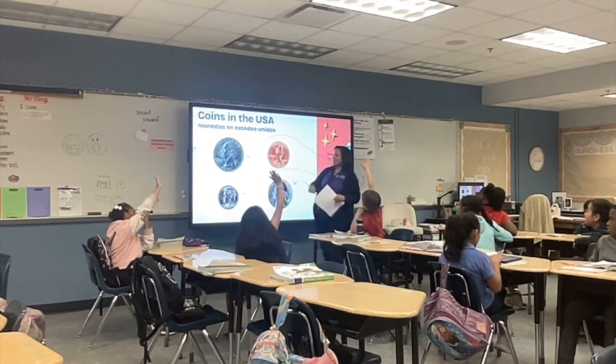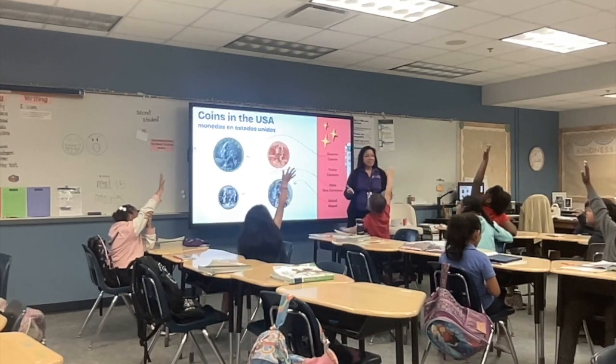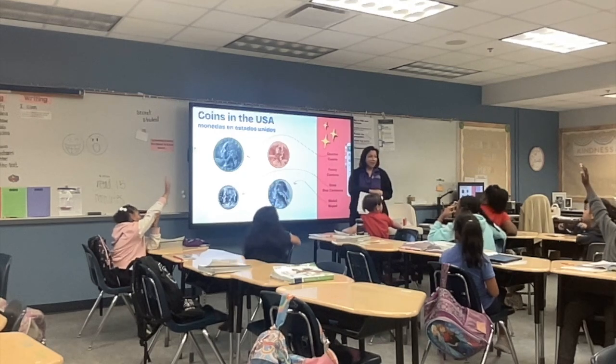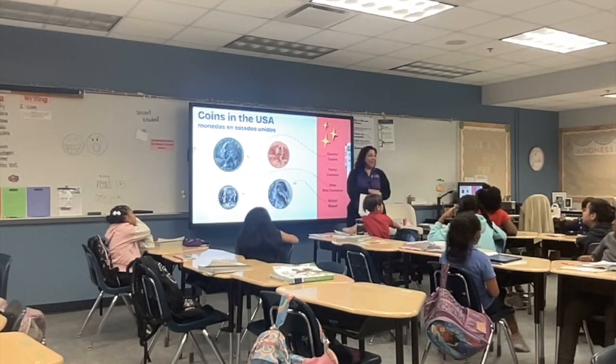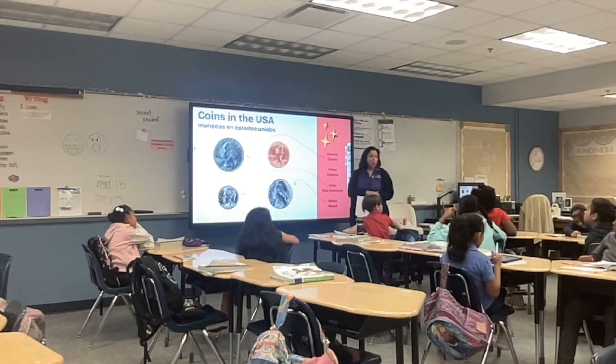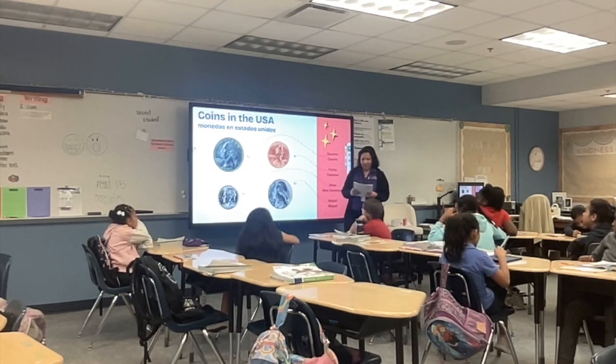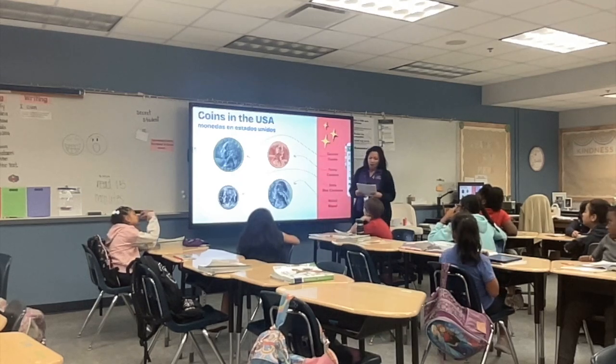All right, so we have a dime here. This one should be easy because it's the only coin that has a different color, right? It's a copper color. What is it? It's a penny. And what's the value of a penny? 1 cent. Very good. So we have our penny. Very good, guys. All right.